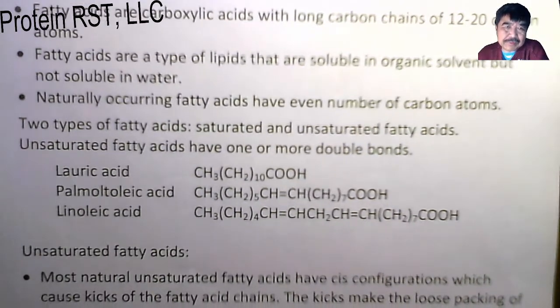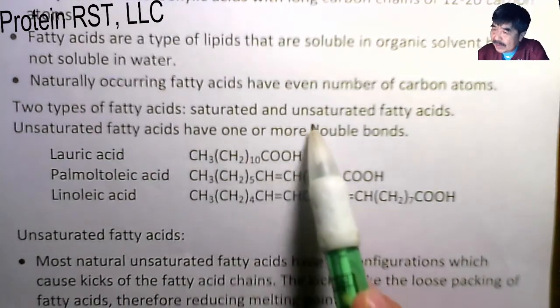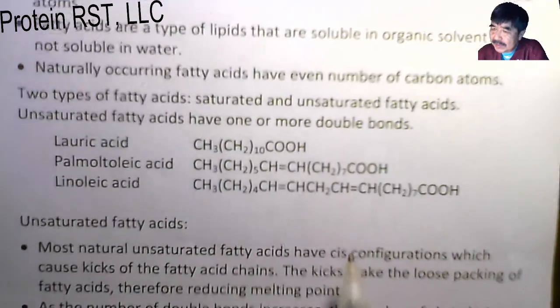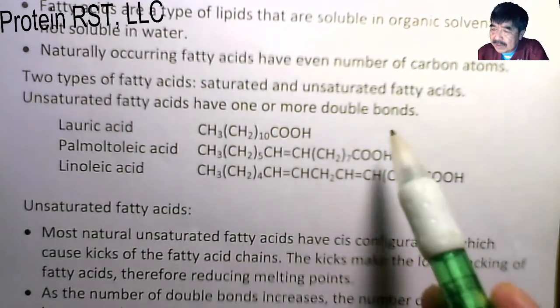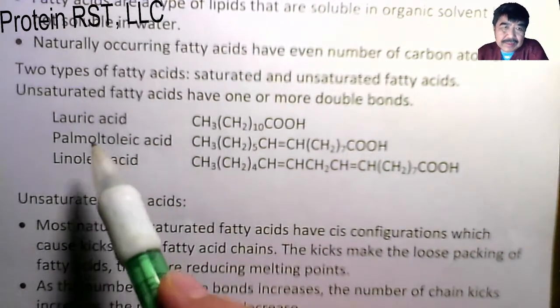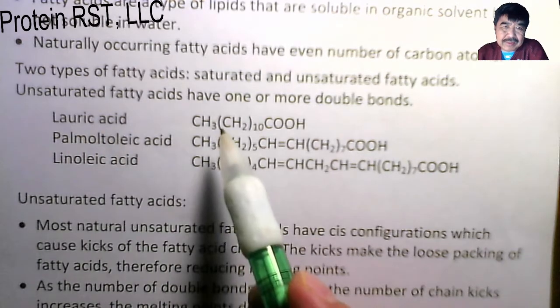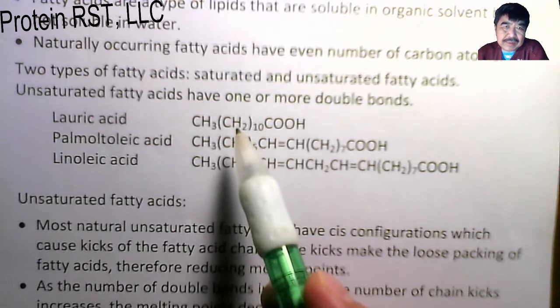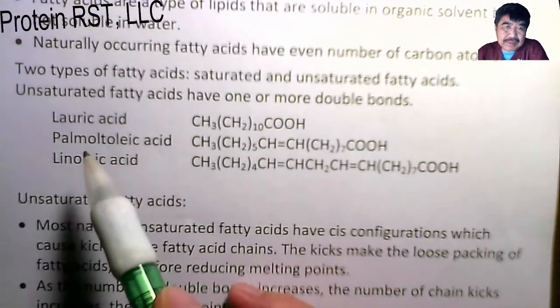There are two types of fatty acid. One is saturated, another one is unsaturated. Unsaturated fatty acids have one or more double bonds. Take a look at the examples. The first one is called lauric acid. It's a 12 carbon fatty acid. It's saturated.